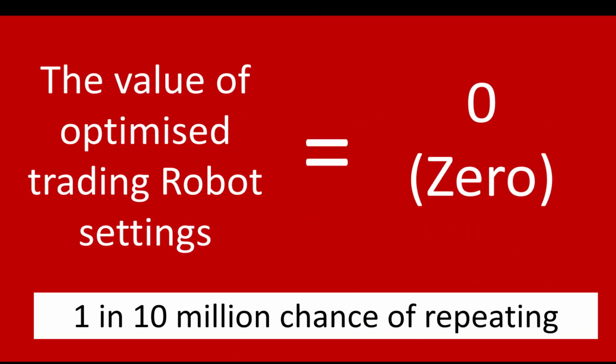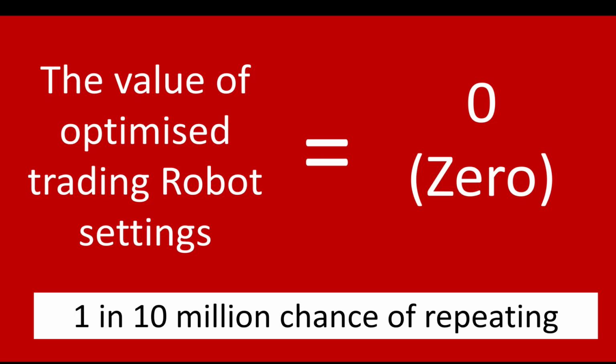So therefore, the value of optimized trading settings is equal to zero, naught, nothing, because they represent, in most cases, a 1 in 10 million chance of repeating. They're also actually worse than most lotto odds. Basically, you're saying if I took the numbers that won last week, I expect to win this week. That's basically what you're doing when you're using optimized trading robot settings.